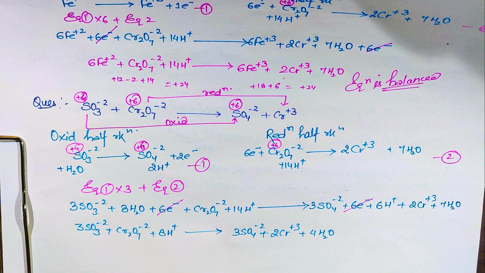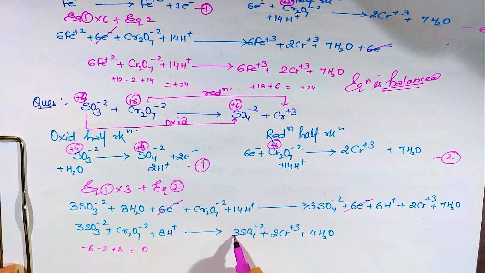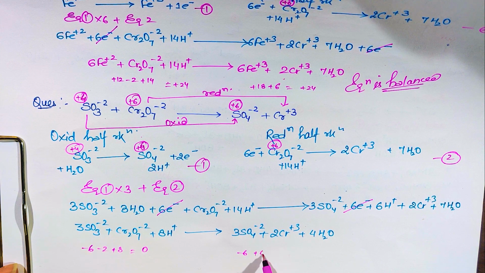Same case, you have to identify again the charge. The number of atoms is balanced. Charge: minus 6, this is minus 2 plus 8. That means total is 0. Here minus 6 plus 6. Total is 0. Yes. And since it is acidic medium, you have to check that H plus should be there in the final reaction. So H plus is there. That means this reaction is balanced. Yes.